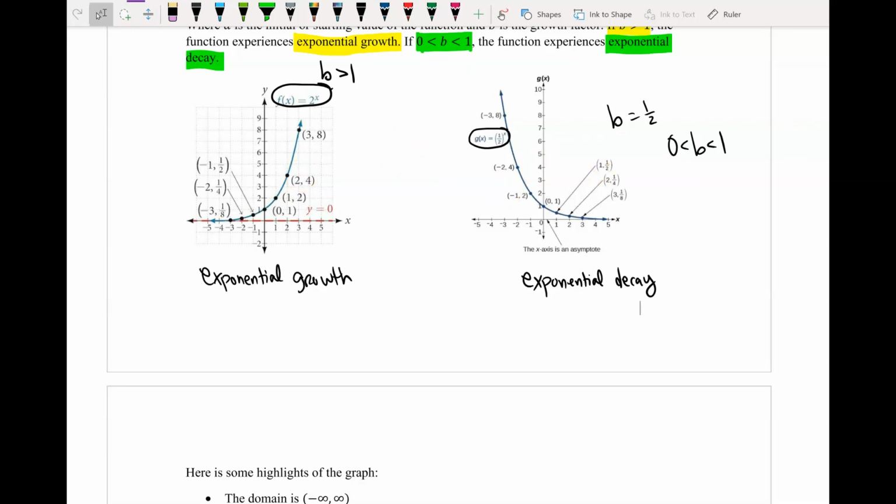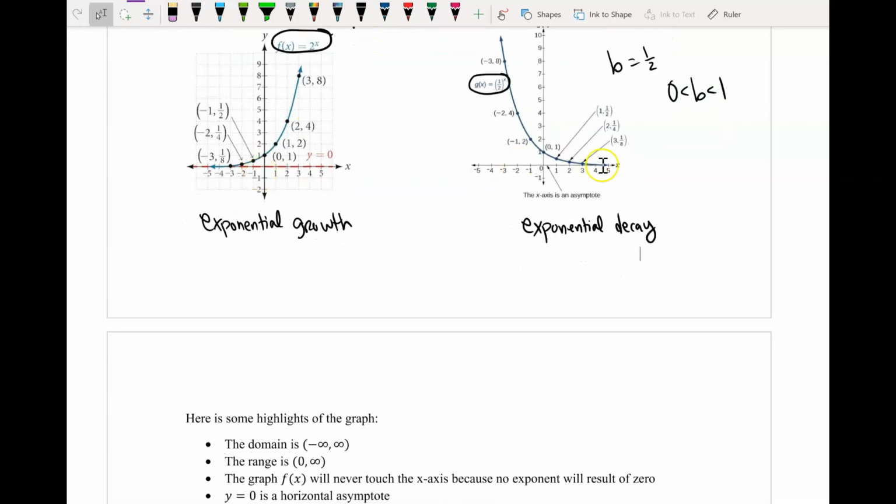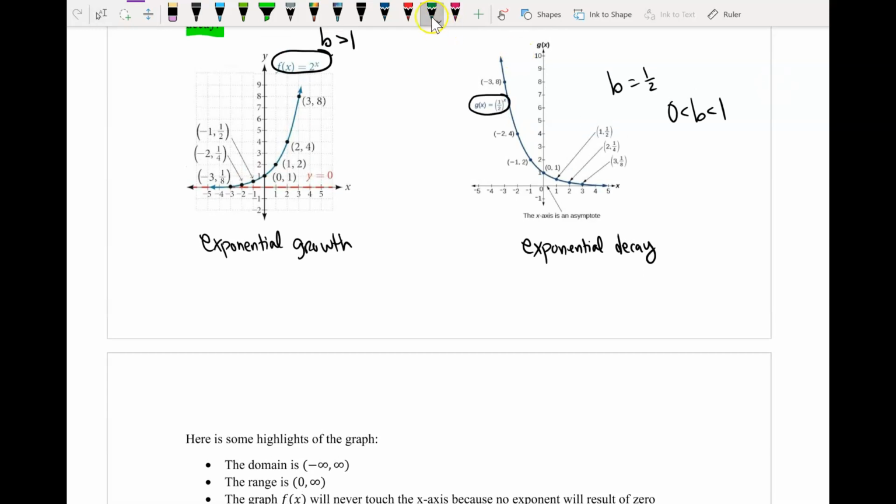Now here are some of the highlights of these graphs. The first thing is that both of them have the same domain. They're both negative infinity to positive infinity, because you can plug in any x value into these functions and you'll always get an answer. The range, you can see that the y values start at 0. Now, one of the things about these two graphs is that they have exactly the same asymptote. Here you have a horizontal asymptote in both cases. These graphs are going to get really close to 0, but they're never going to touch it.